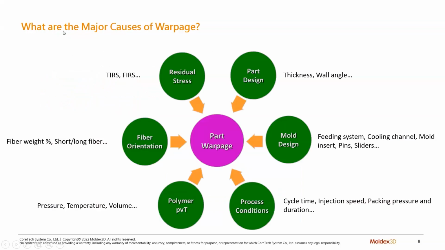So what are the major factors which cause the warpage? A lot of factors will influence the warpage of our final product after the mold ejection. First, the part design. For example, our part thickness, whether it is uniform or uneven thickness around the part area, will also have an effect on warpage, like the wall angle, something like that. Next, moving on to the mold design.